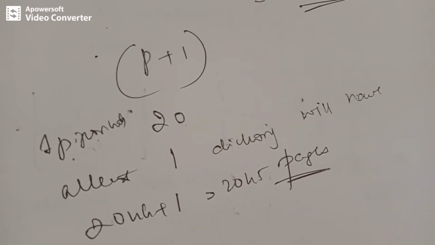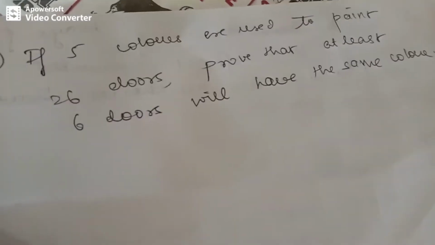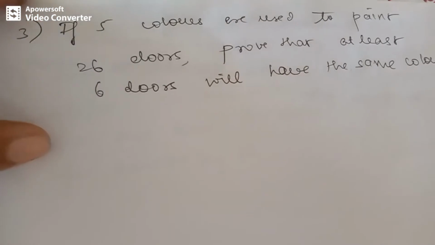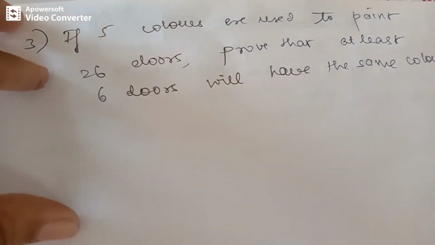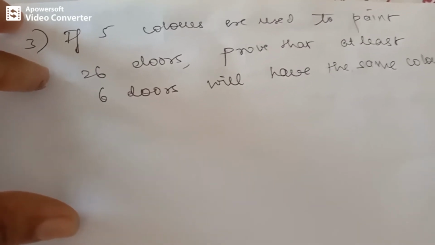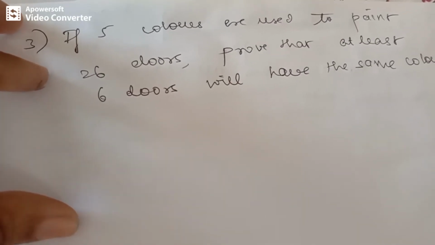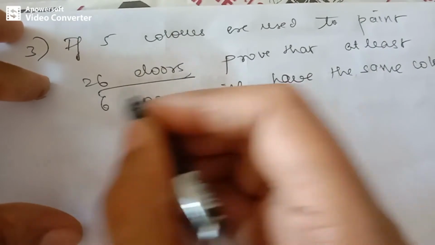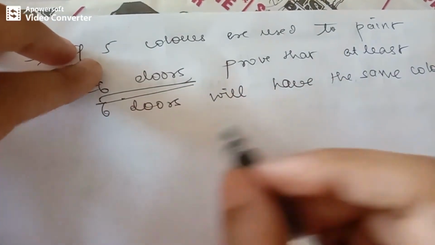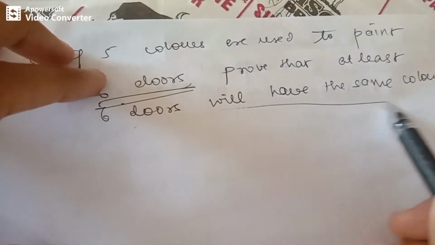Okay. So next, let's see another question related to the same. This concept is about colors used to paint doors. If we have got 5 colors, and they are used to paint 26 doors, by this it is clear the m value should always be greater than n. So we have to prove that at least 6 doors will have the same color.